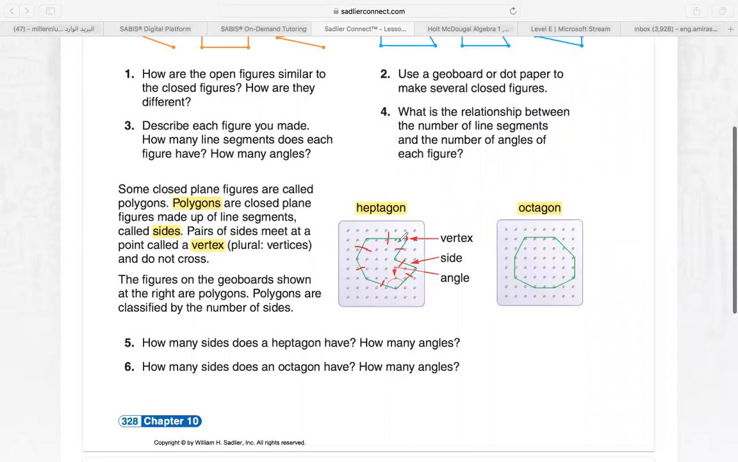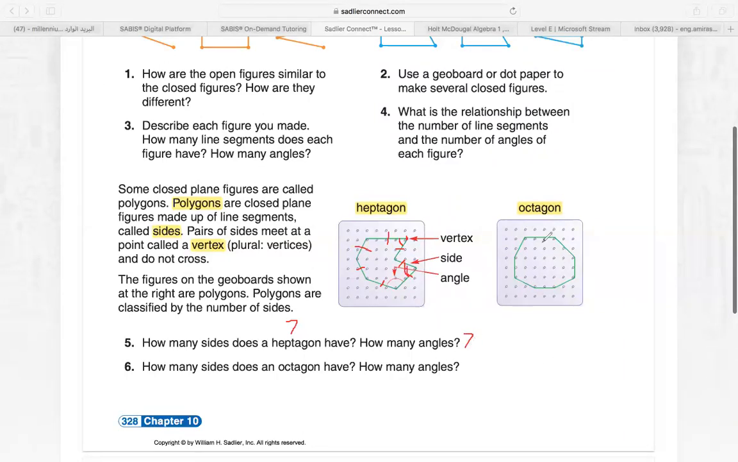7. How many angles? You see? This is called an angle. Angle here. It also has 7 angles. So how many sides does a heptagon have, and how many angles? 7 sides and 7 angles.